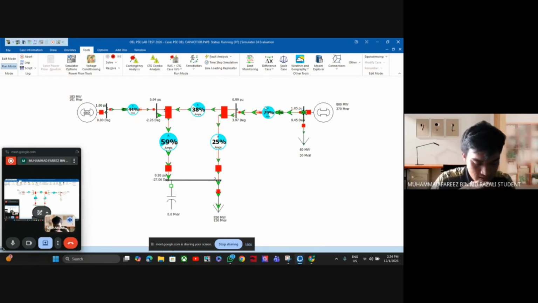Bus voltages are relatively low, with one bus dropping to, for example, bus number 5 at 0.94 pu. That is relatively low. The overall power factor is very poor, as you can see from here, inductive due to the high inductive reactive current.